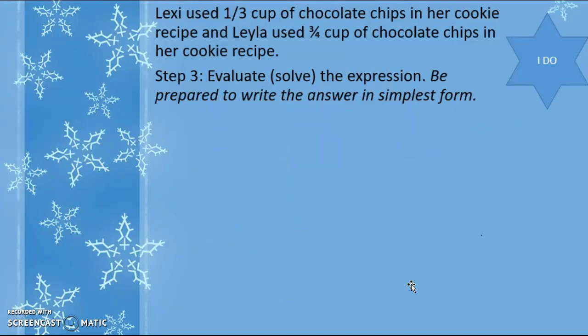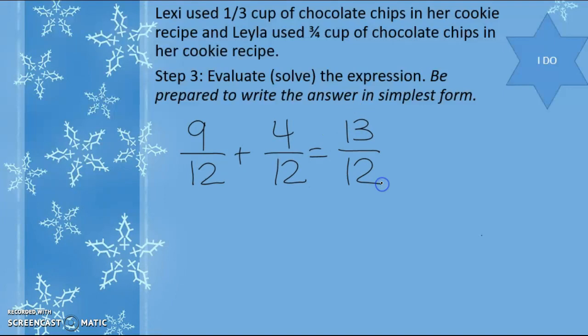Oh, we already solved the problem on the other page. So if we were to rewrite the expression so that we could evaluate it, we would have written 9/12 plus 4/12 equals 13/12. And this 13/12 is already written in the simplest form because there are no common factors of 13 and 12.